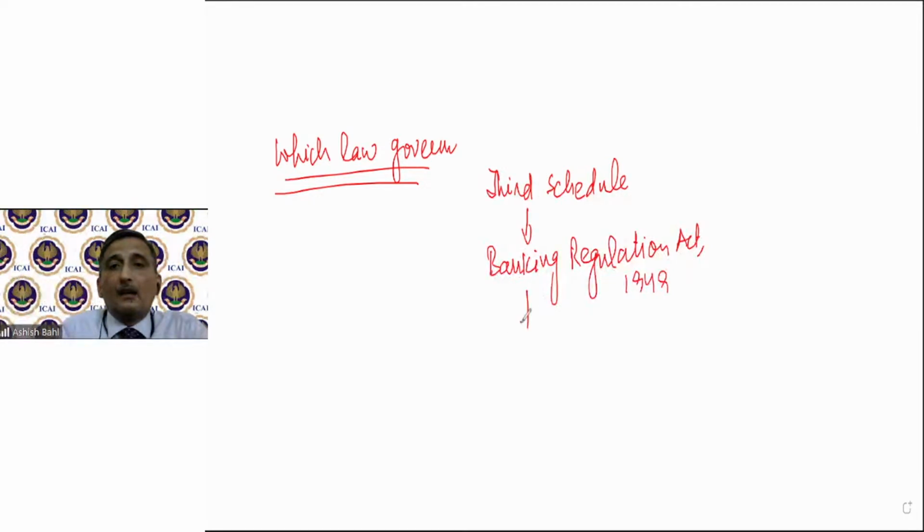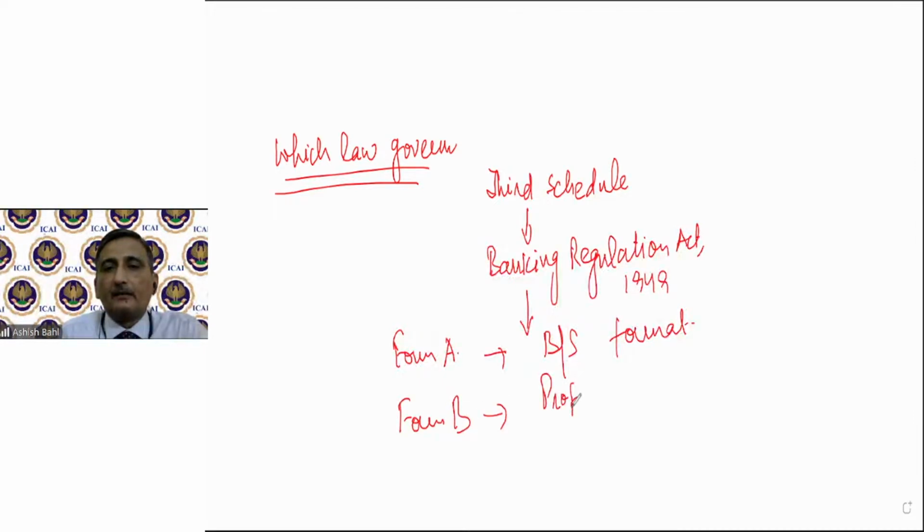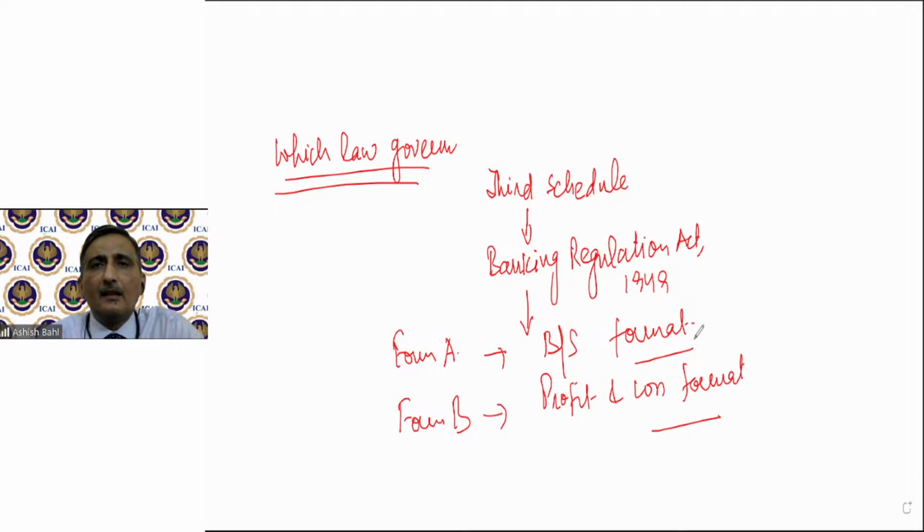and it has got two parts. One is Part A, Form A, which prescribes the balance sheet format, and one is Part B, Form B, which prescribes the profit and loss format. So you can go through these formats by searching online. It is not in your module, but just to enhance your knowledge, just to have a look, guys. Go online and search about the third schedule to the Banking Regulation Act.